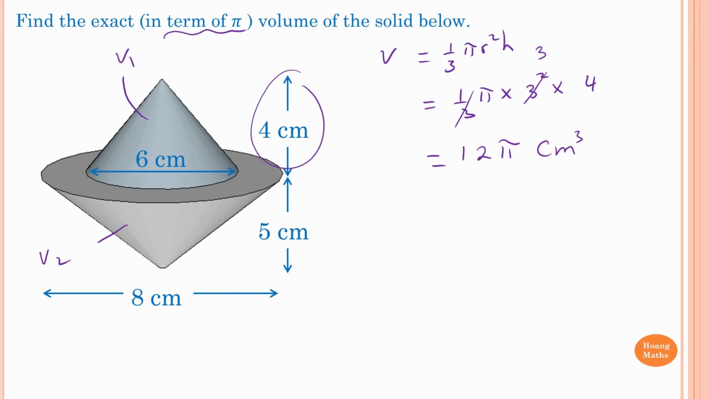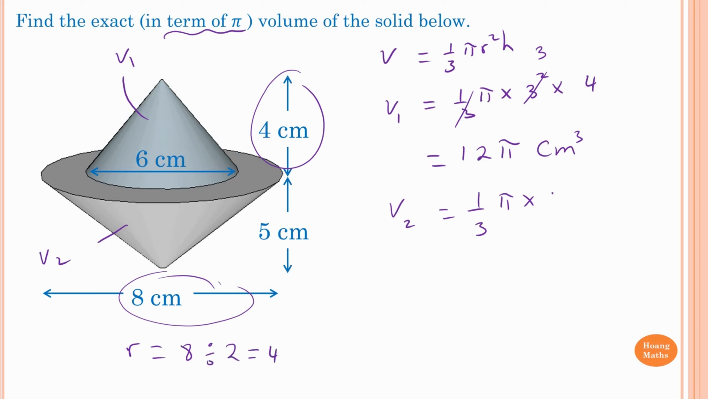And the second one, V2, and this is V1, of course. Now V2, again, I already have the volume in front of me. I just substitute the value in. 1/3 pi times the radius. So the radius this time, 8 is the diameter, so the radius must be 8 divided by 2, so it's equal to 4. So 4 squared times the height. The height is 5.